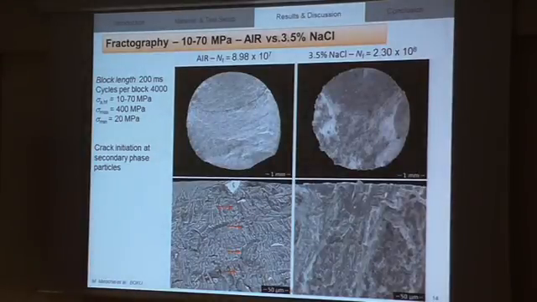Now to the fractography. Left in air, right in sodium chloride solution, with a block length of 200 milliseconds or 4000 cycles per block, and the ultrasonic random signal from 10 to 70 megapascal. You can see here the crack initiation at a secondary phase particle, and here the same, but you can see here another secondary phase particle.